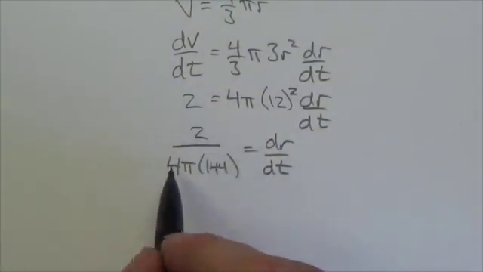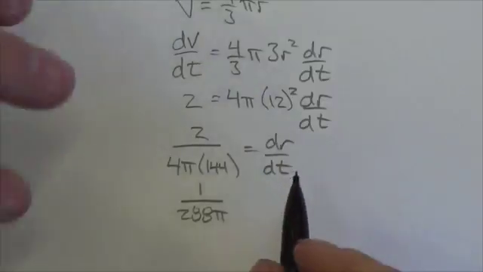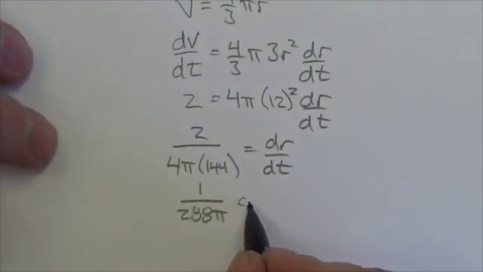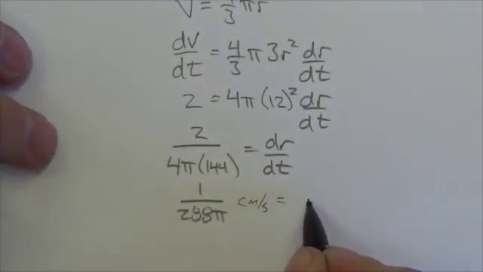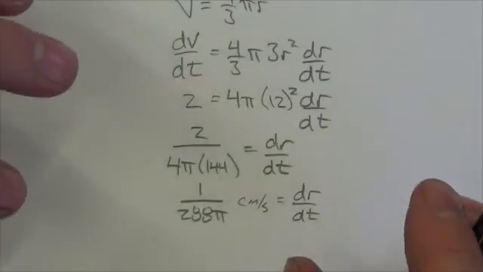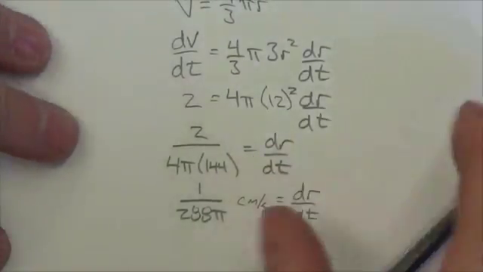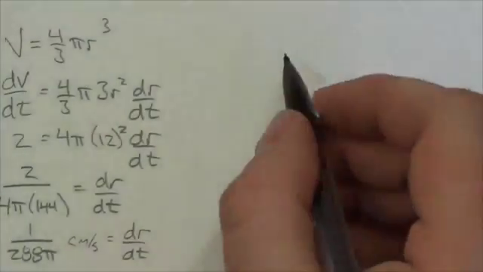And what do I got here? I can do a little bit of canceling. So this will end up being 1 over 288 pi. And based on the units that I've got here, this is going to be centimeters per second. Okay, dr by dt. So there's my change in radius. That's not my final answer, but I needed that to move on to my final answer. So now let's take a quick look.